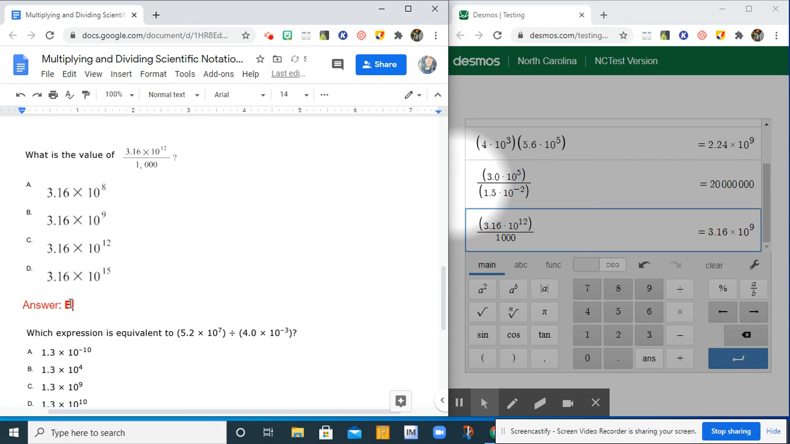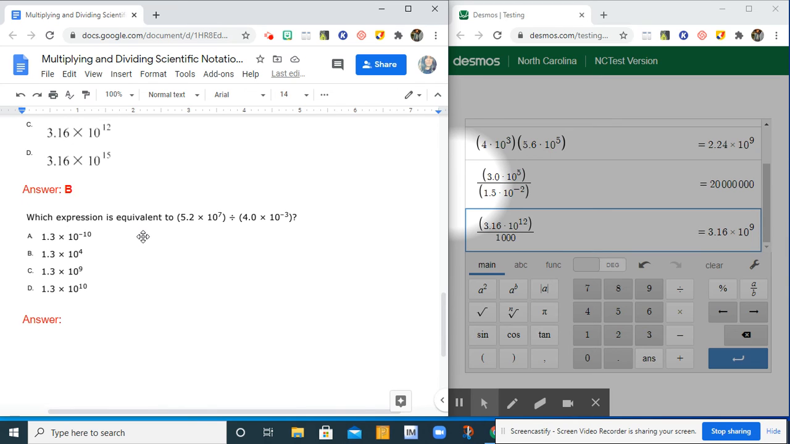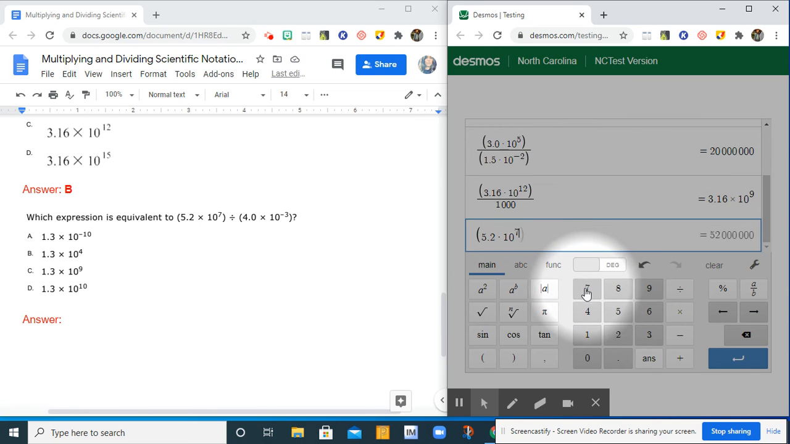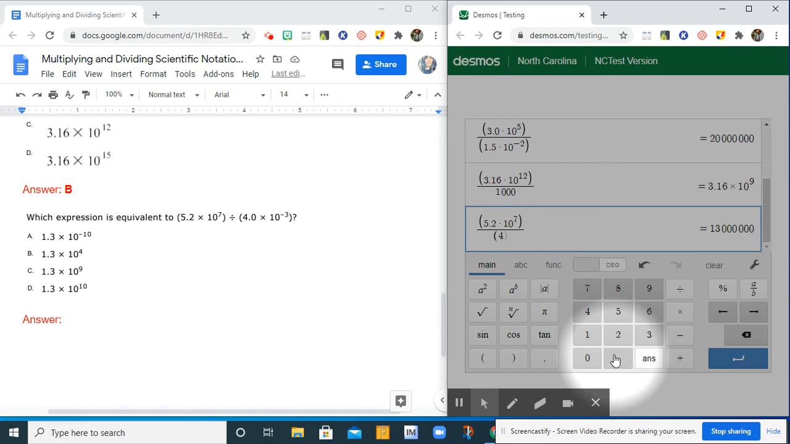Let's see if we got lucky with our very last one. Which expression is equivalent to 5.2 times 10 to the 7th power? Okay, another set of parentheses, 5.2 times 10. Again, it is a best habit to always put your numbers in scientific notation in a set of parentheses whenever you're multiplying and dividing, just so the calculator can do the order of operations correctly. So I close out my parentheses. I'm going to hit the division symbol, and then a new set of parentheses.